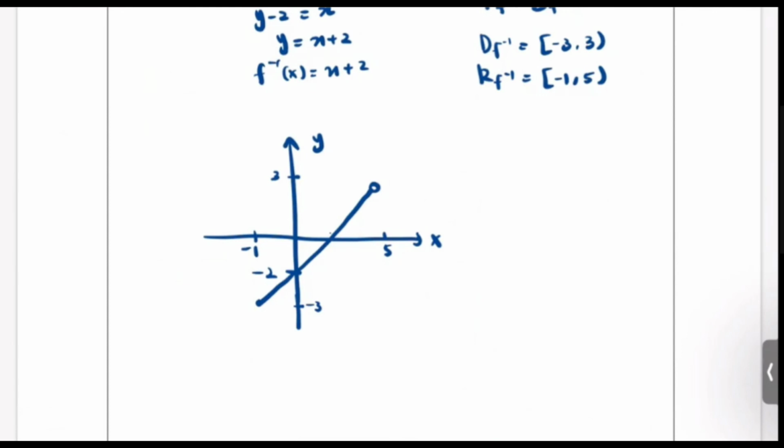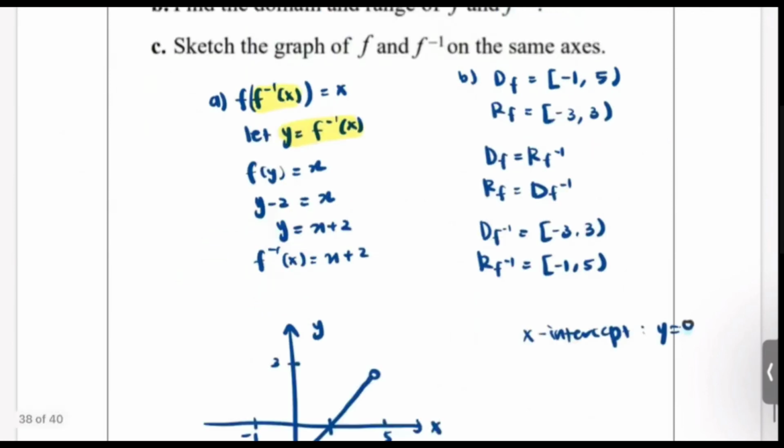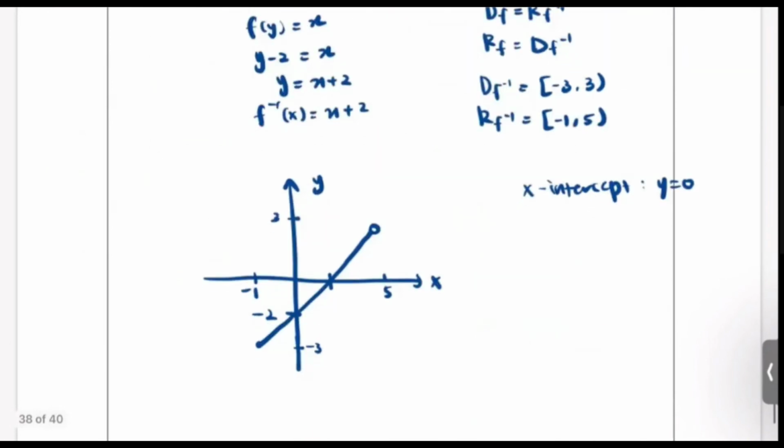And then kita ada x-intercept. X-intercept means y equals to 0. So kita kena cari y equals to 0. So substitute masuk dalam ni. 0 equals to x minus 2. So x equals to 2. So this one ni adalah 2 lah. Okay. Settle dekat part ini.